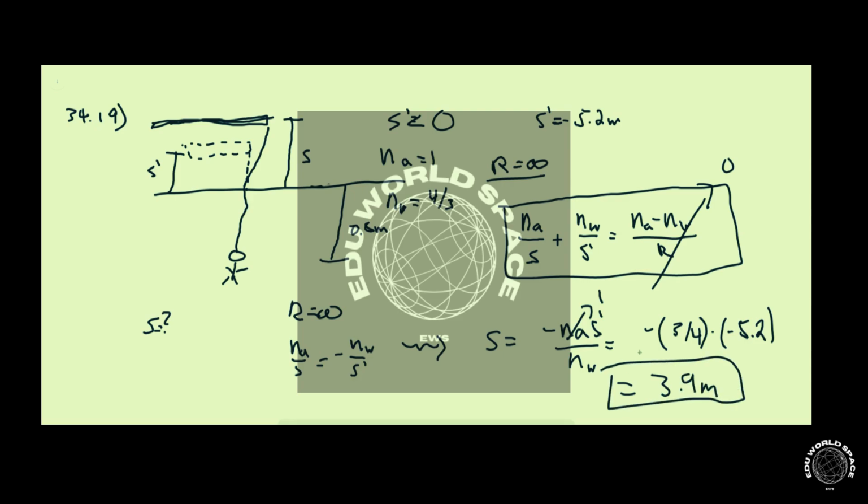So what that means is the object is actually closer than the image. When you're in the water looking straight up at the diving board, the object is closer than it appears. It appears 5.2 meters away, but it's actually only 3.9 meters away from the surface. Awesome.